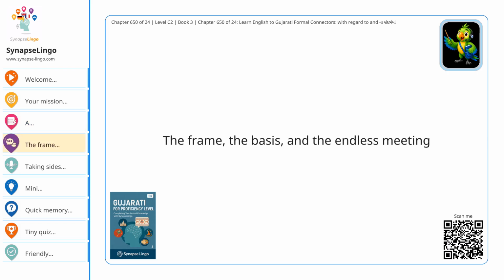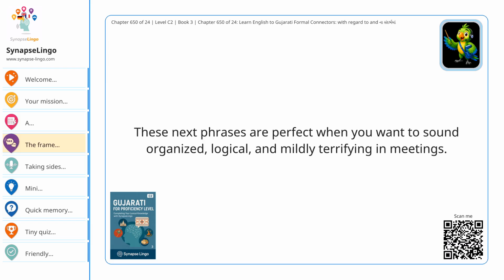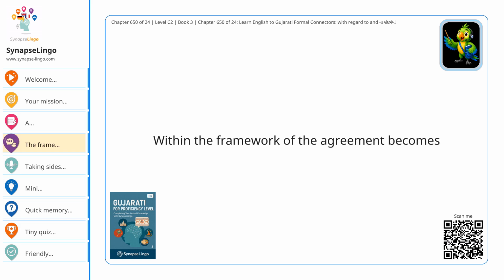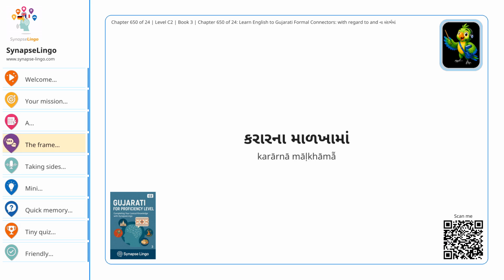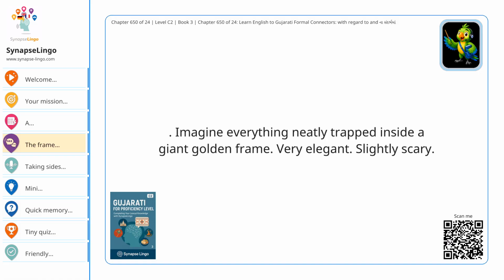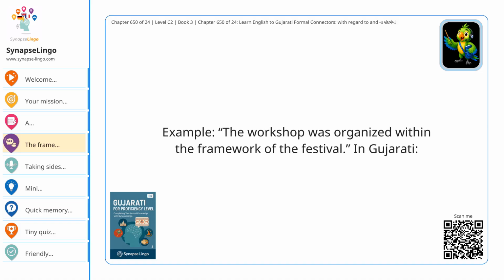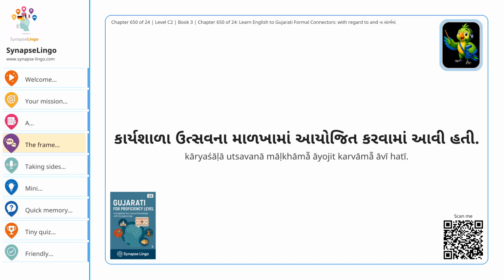The frame, the basis, and the endless meeting. These next phrases are perfect when you want to sound organized, logical, and mildly terrifying in meetings. Within the framework of the agreement becomes કરારના માળખામાં. Imagine everything neatly trapped inside a giant golden frame. Very elegant, slightly scary. Example: The workshop was organized within the framework of the festival. In Gujarati: કાર્યશાળા ઉત્સવના માળખામાં આયોજિત કરવામાં આવી હતી.